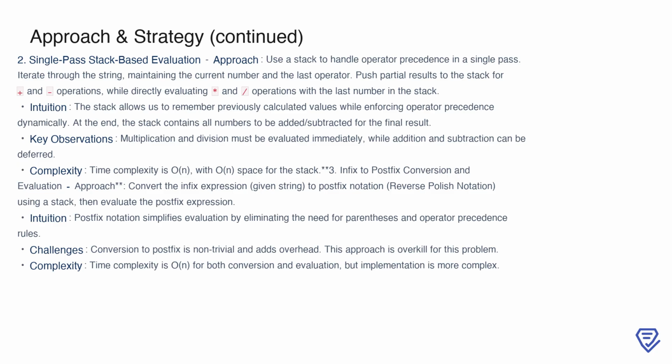To do this, we keep track of the current number and the last operator. For asterisk and forward slash, we directly compute the result with the last number in the stack. For plus and dash, we push the number with the appropriate sign onto the stack. At the end, we sum all the values in the stack to get the final result. This approach leverages the stack to simplify precedence handling without requiring multiple passes or transformations. While it has the same O(n) time complexity as the brute force approach, it is more efficient due to its single-pass nature and has an O(n) space complexity to store intermediate results.